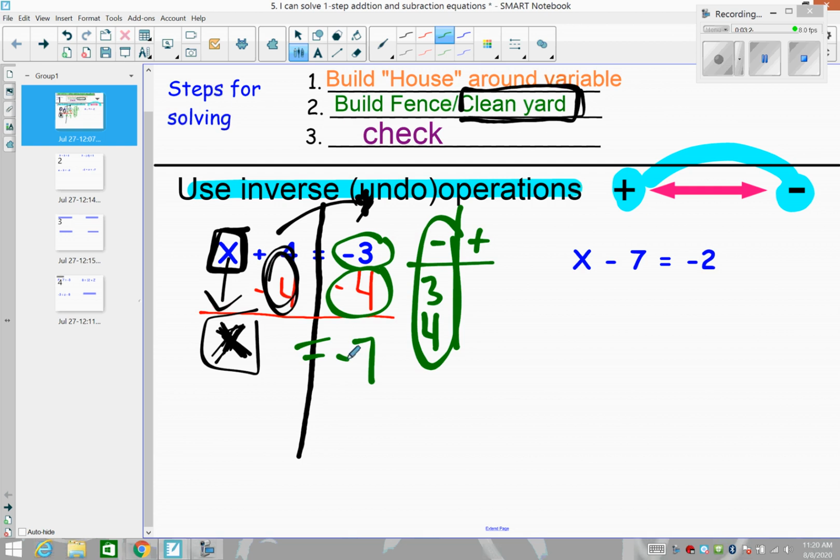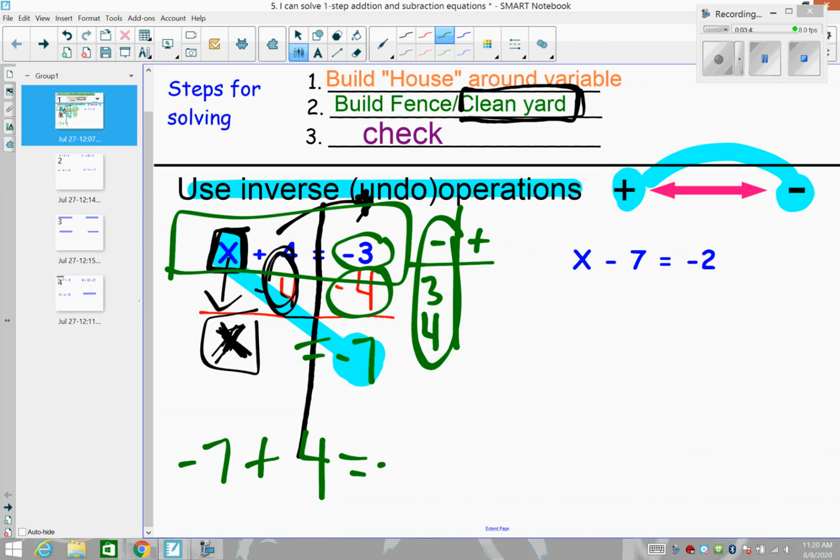So the very last step is to do what's called check. So when we check, what we're going to do is we're going to take this negative 7 and put it in the x spot. Is this the correct solution like we just practiced? So we're going to say negative 7 plus 4. That's what this statement says. Negative 7 plus 4, does that equal negative 3?